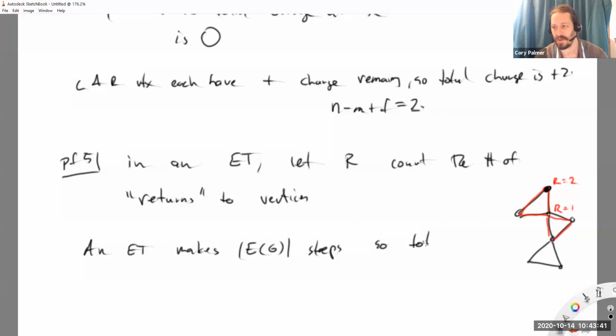So total number of vertex visits, not returns, but total number of visits, is the number of edges of G plus 1. Right, you started at a vertex, and how many steps does an Euler tour take? 1 for every edge. That's what an Euler tour is, and it returns to where you started. And so how many visits are there?